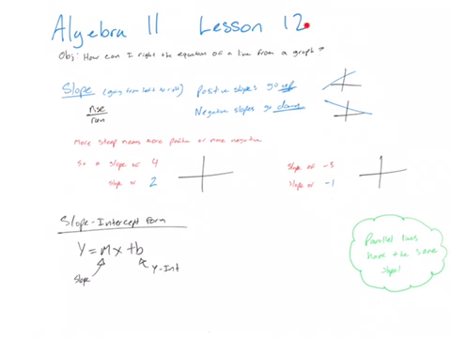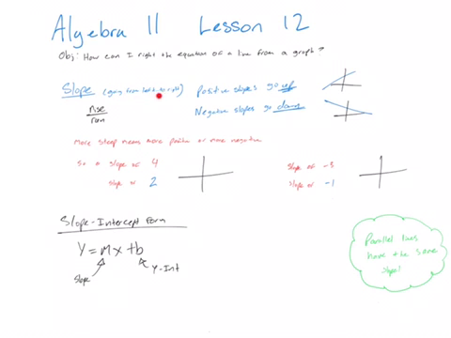This is Lesson 12, and our objective for today is how can I write the equation of a line from a graph? So, a little bit of review, because we talked about this not too long ago. Let's talk about slopes of a line. First of all, remember that slope is rise over run, so how much it moves up and down divided by how much it moves left and right.